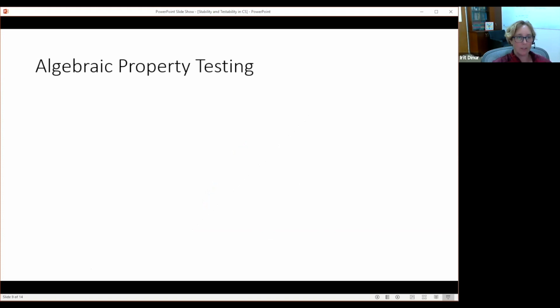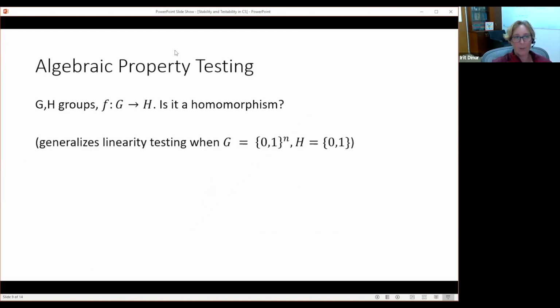Okay, so now I want to move to homomorphism testing, which is really a generalization of linearity testing. How is it a generalization? When G is the group {0,1}^n and H is the group {0,1}, then being linear is exactly being a homomorphism between these two groups. And we have the same test, analyzed by Ben-Or, Coppersmith, Luby, and Rubinfeld.